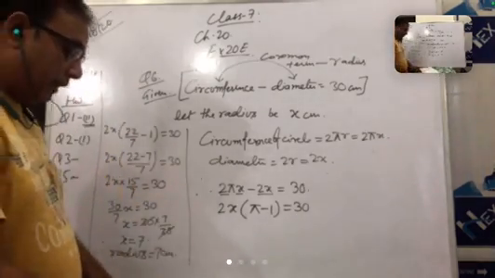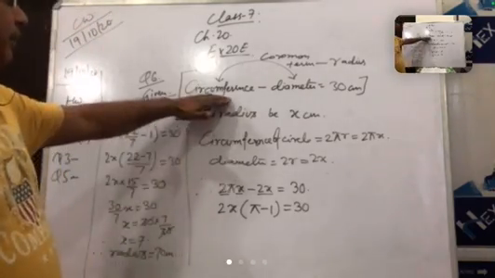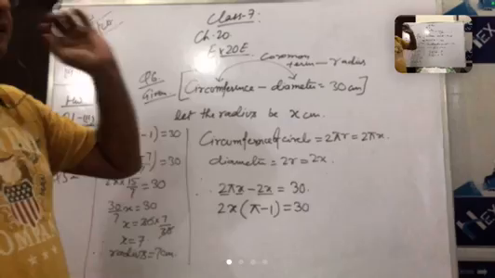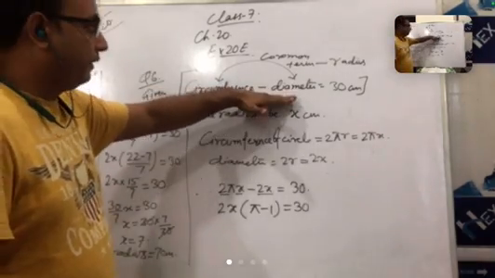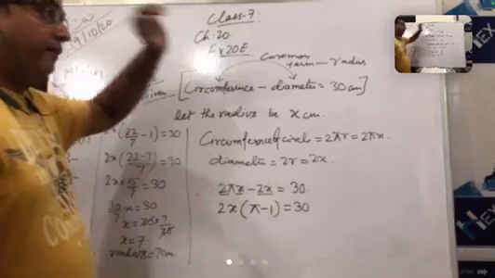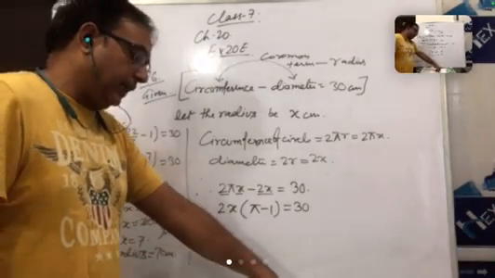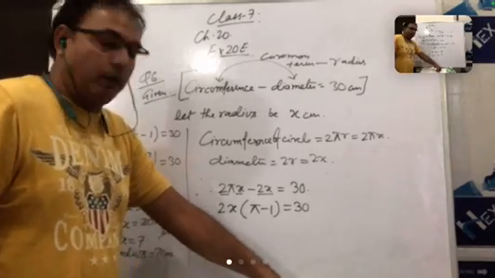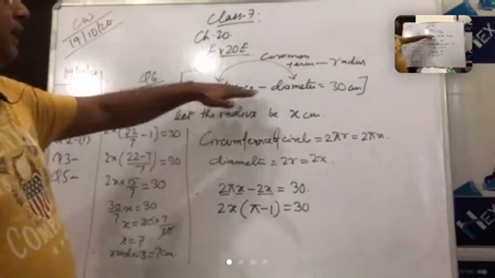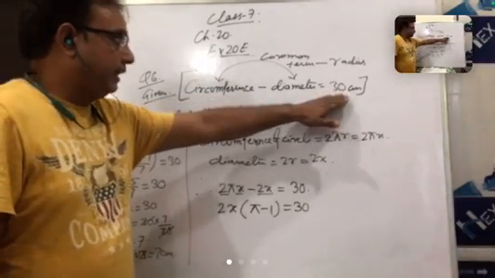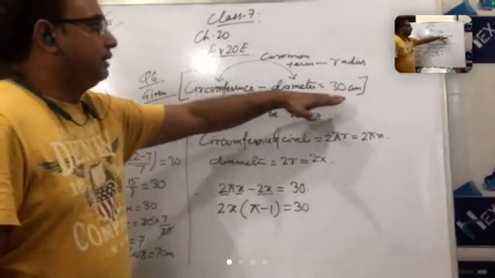Question is, the circumference of a circle exceeds its diameter by 30. Means circumference is 30 more than the diameter. It means that the difference between circumference and diameter is 30. Again, the question is telling us that the circumference of a circle exceeds, meaning is more than, its diameter by 30 centimeter. So the difference of the circumference and diameter is equal to 30.